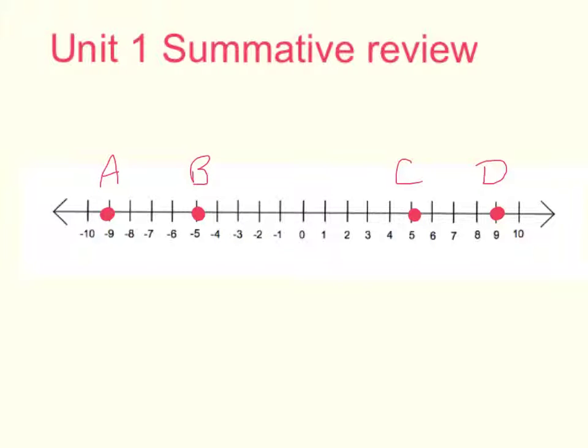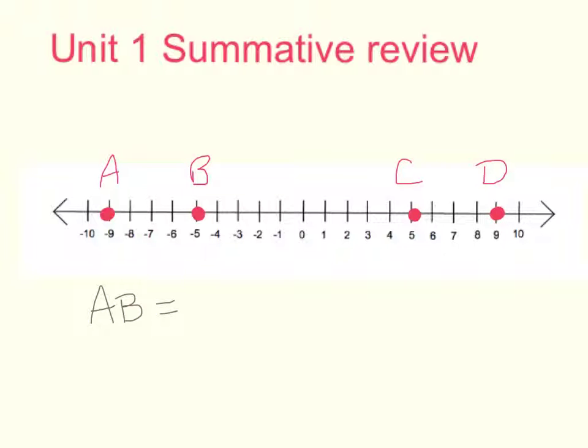Okay, here's the start of another review for our Unit 1 summative. This is a number line, and we're going to talk about distance. The distance between 2 points is written with 2 letters. So AB, when they're together, means they want to know the distance between A and B.